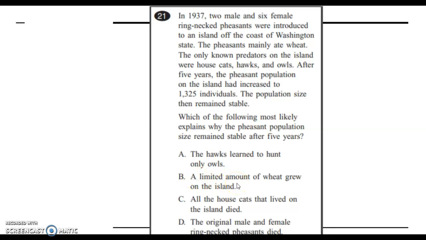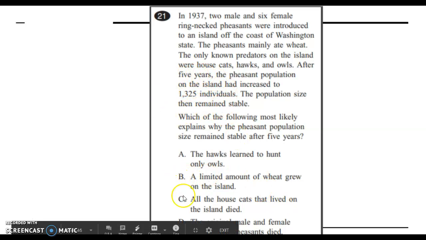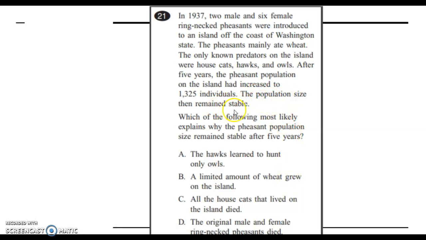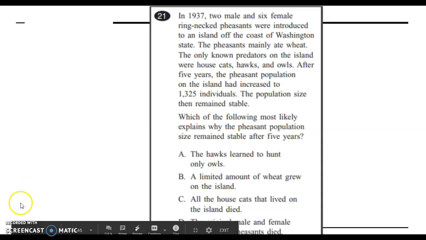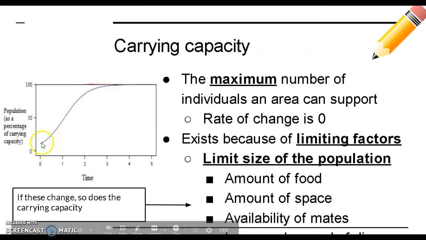A limited amount of wheat grew on the island, and that amount of wheat contributes to the pheasant carrying capacity of 1,325 individuals. This is the carrying capacity of that island because there's not enough food to go around to support any more than that number of pheasants. And that's why the population remains stable. The graph would look like this graph here. It would increase, and then right here would be when the pheasants remained stable, when that curve flattens out.